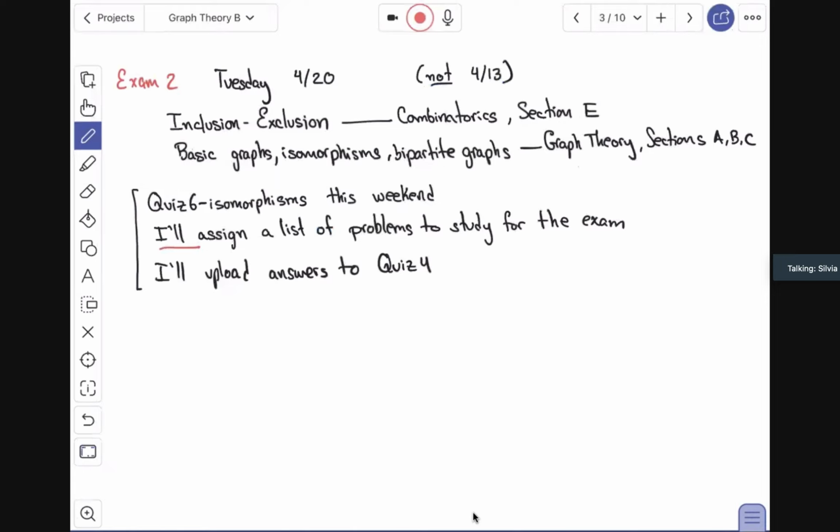And actually, we're going to finish with bipartite graphs on Tuesday next week, and we'll start the next topic before the exam. But that next topic, which is planarity, section H in the graph theory book, is not included on exam 2. We will have it on exam 3.